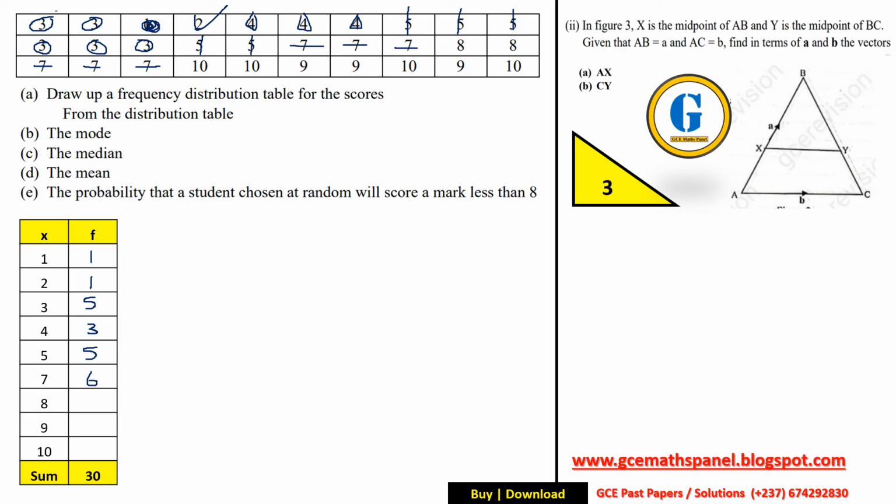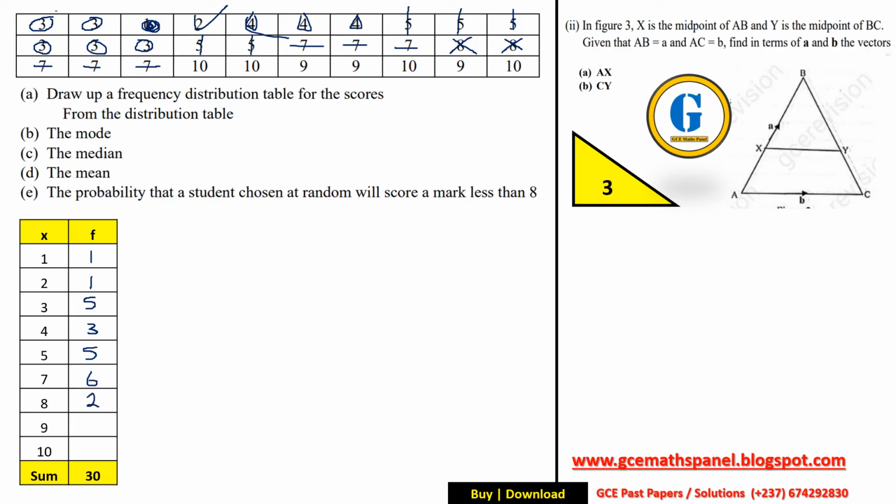Then for 8, you can use caps for 8 now. All right, let me use X for 8. 1, 2. How many of them are there? Just 2.